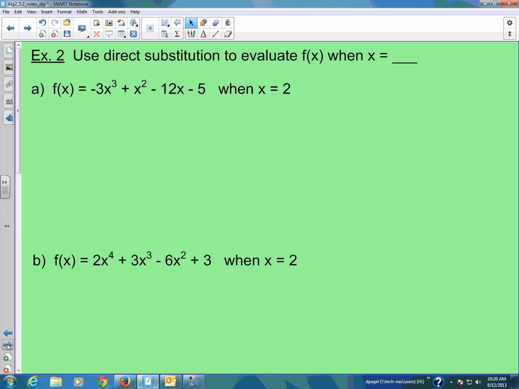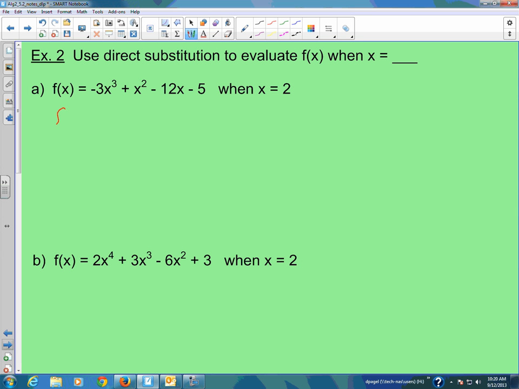Direct substitution versus synthetic substitution. The direct substitution we're familiar with, but probably not so with synthetic substitution. So let's talk about this. This is what I'm doing to find the values of a function given some x value. So here we have f of x equals -3x cubed plus x squared minus 12x minus 5, and x is equal to 2. So we have a 3rd degree function, lead coefficient of -3, constant of -5. What is the value of this thing when we plug an x in for 2?